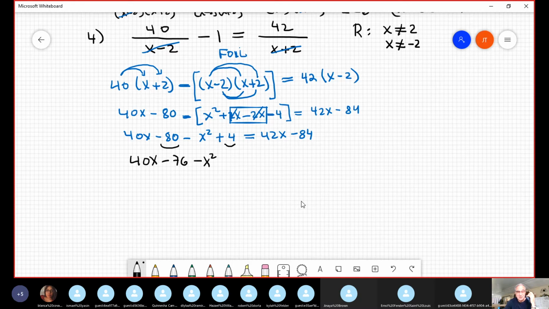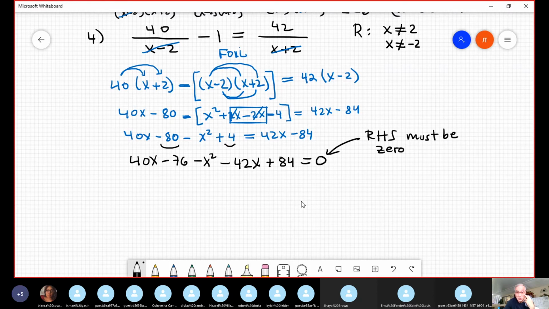So at this moment, I realized, wow, this looks like a quadratic equation. I try to move everything to the left because I want to put it in standard form. We put minus 42x plus 84 equal to 0. The reason the right-hand side must be 0 is that I saw this is a quadratic equation, not a linear equation. And for a quadratic equation, the only way we have to solve it is by factorization. Okay, don't worry. Let's continue.